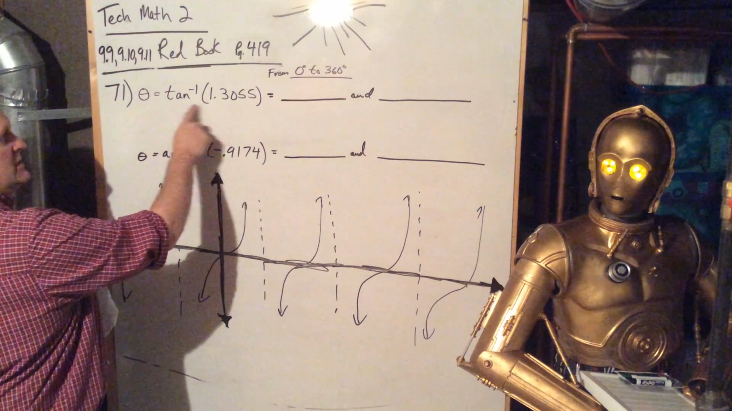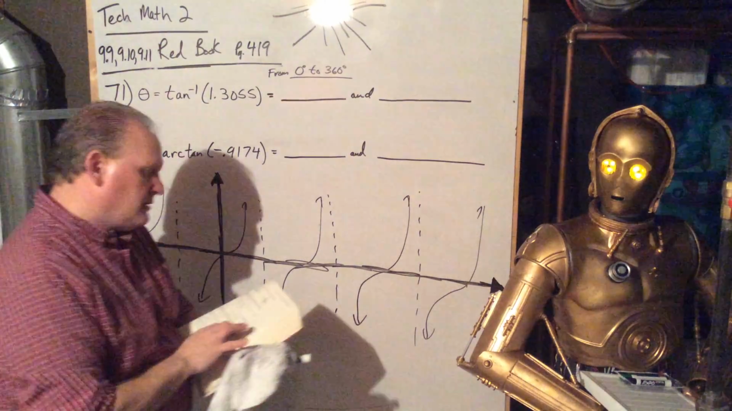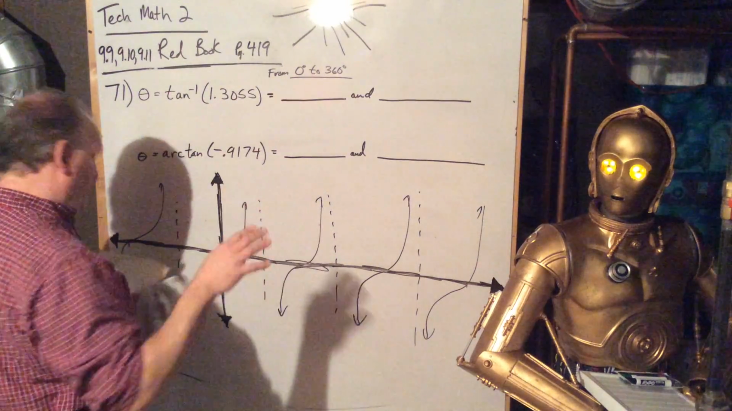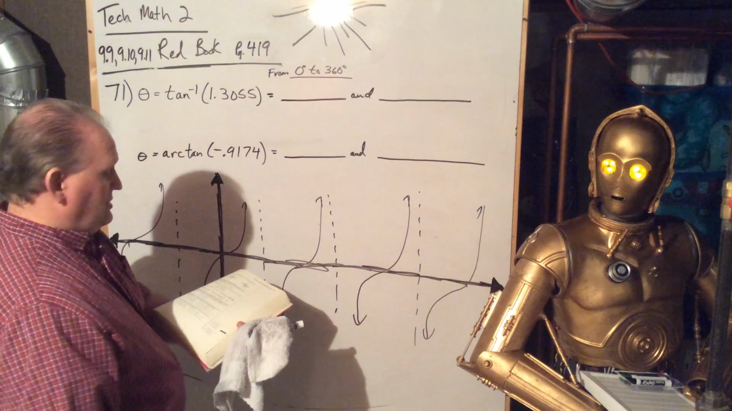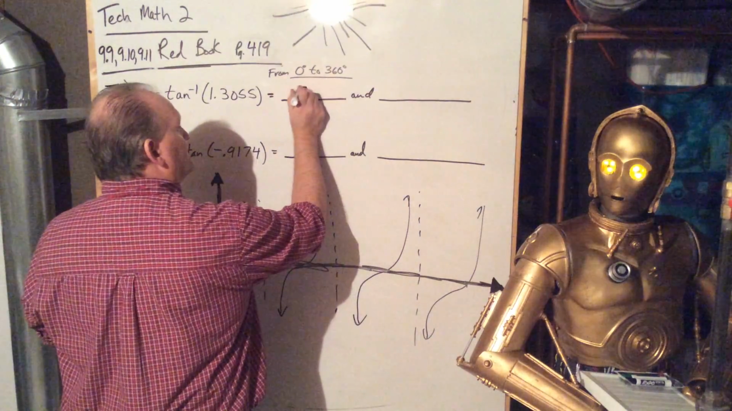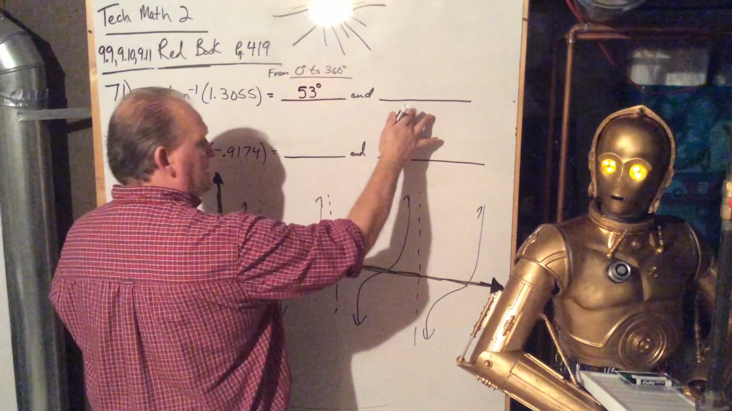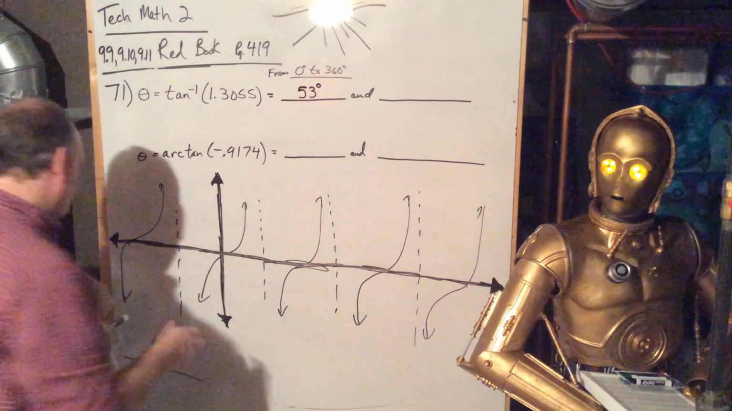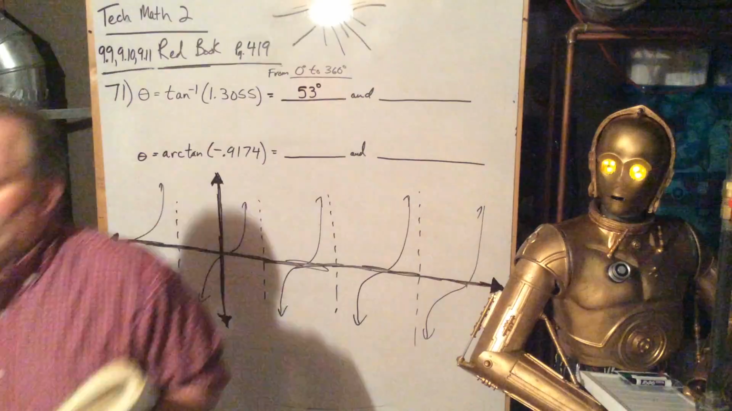The arctangent of 1.3055. So we took that in our calculator, second tangent of 1.3055, and then hit enter, and that should kick out 53 degrees. But then it says, wait, and another one. Well, if we think about this, what's going on here is, I lost my red marker. There it is.